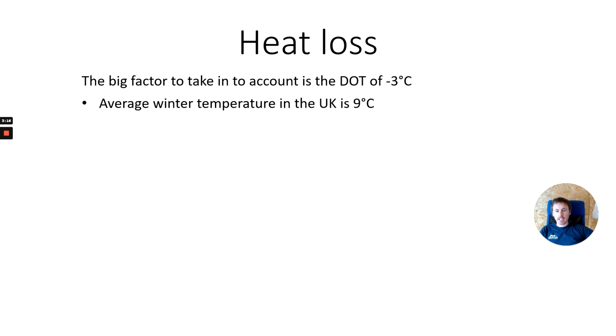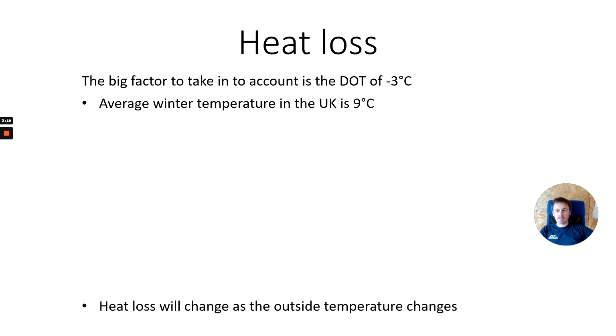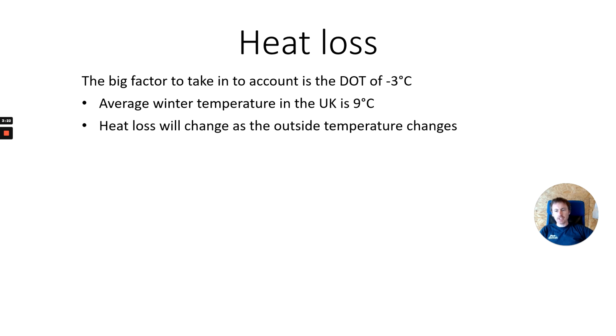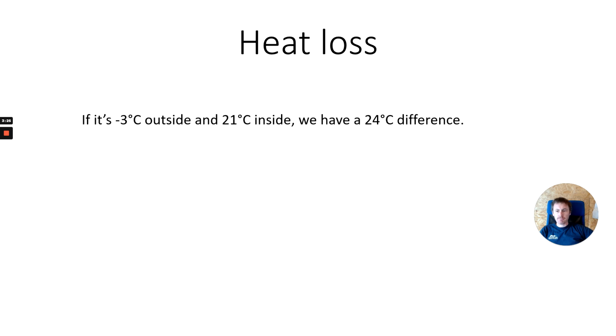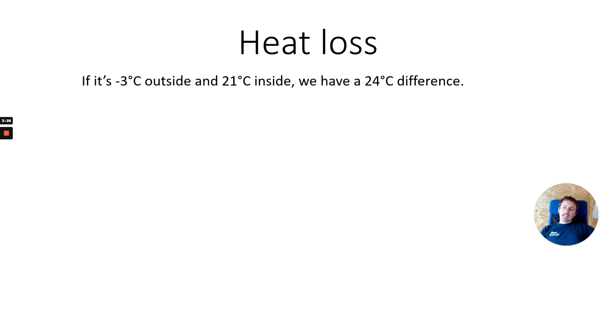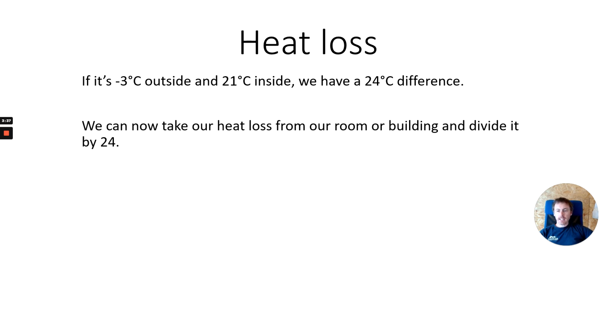Average winter temperatures in the UK are 9 degrees C. Heat loss will change as the outside temperature changes. So if it is -3 degrees outside and 21 inside, we have a 24 degree difference in that temperature. We can now take our heat loss from our room or building and divide it by 24, so that the heat loss calculation I just showed you for that room, 24 degree difference, we can take that figure and divide it by 24. So 1051 watts divided by 24 equals 43.8 watts per Kelvin, or degree change of outside temperature.